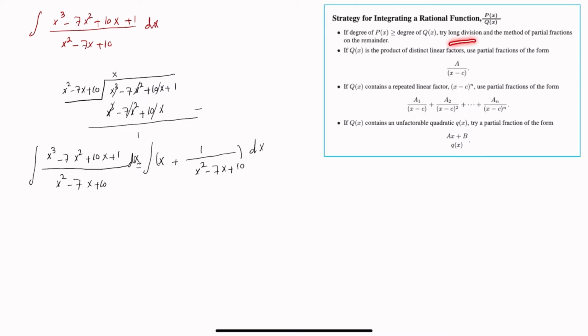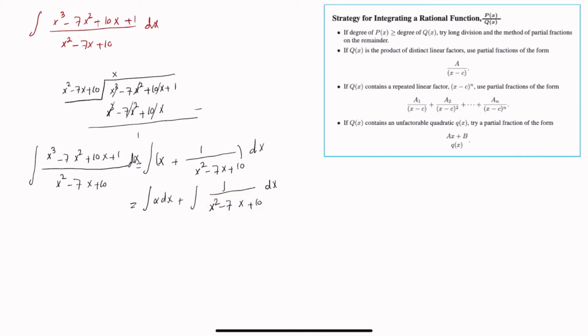Now, after the long division, we're going to use the method of partial fraction on the remainder, which is in here. So this integral is going to be the integral of x dx, and then plus the integral of 1 over x squared minus 7x plus 10 dx. First, I'm going to try to complete the square. Notice here we cannot complete the square since 7 is not a multiple of 2. Therefore, I'm going to try to factor this polynomial in here.